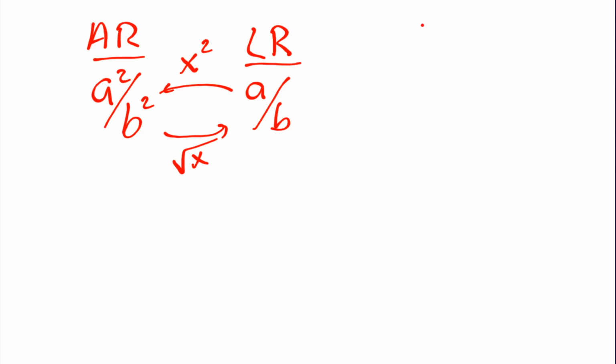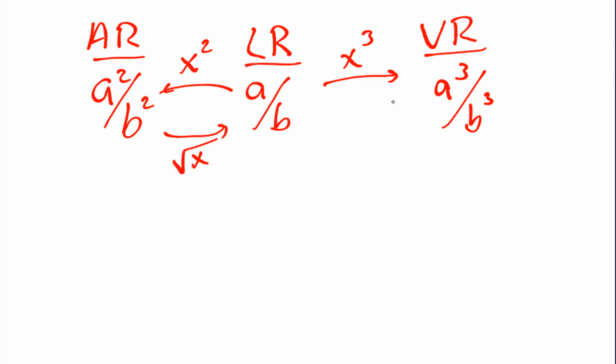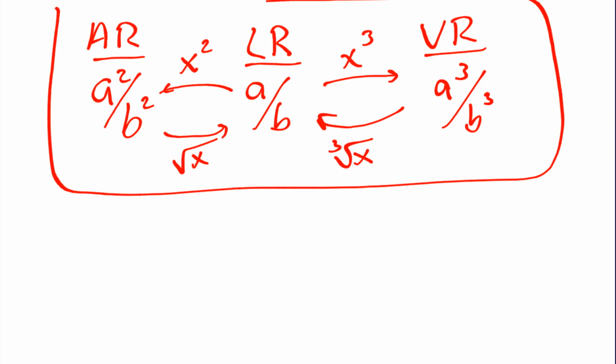Now to go to volume ratio, we'll go VR for volume ratio. To go from length ratio to volume ratio, we would cube it. So that would make our ratio A cubed over B cubed. To go back to length ratio, we're looking at cube rooting that volume ratio. If I were to give you a cheat sheet or something to put in your notes to symbolize the changing between length ratio, area ratio, and volume ratio, this is exactly what I would show you.